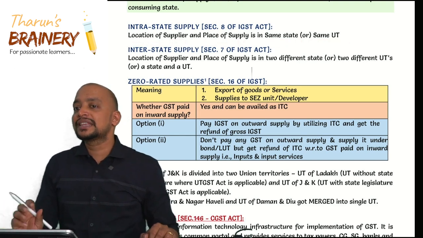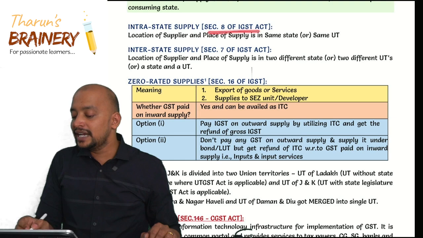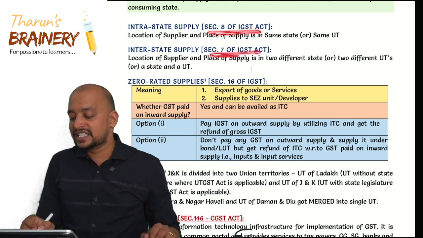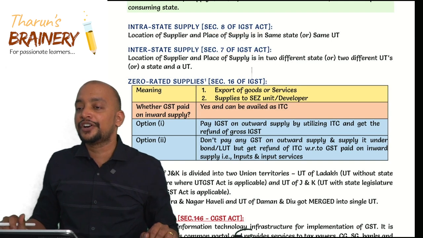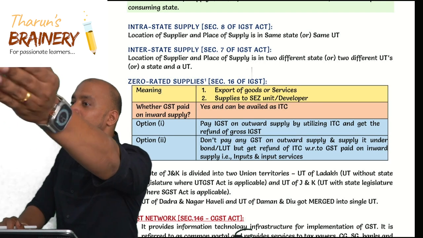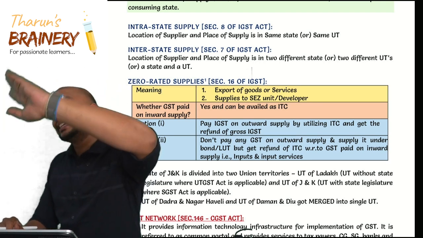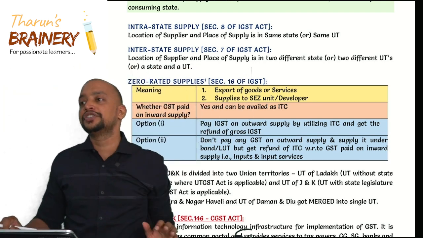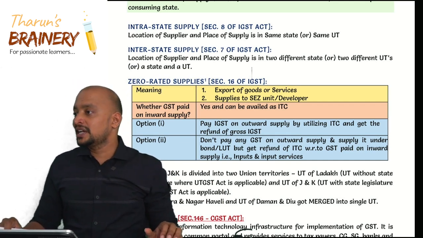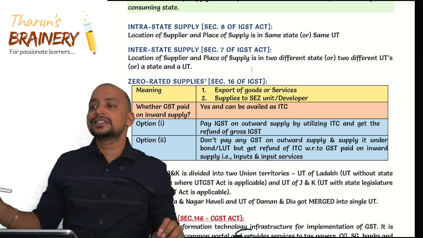You need to remember this section number. Section 8 of the IGST Act deals with the meaning of intrastate supply. Section 7 of the IGST Act deals with the meaning of interstate supply. Don't worry, all section numbers along with what each section deals with are given at the end of this book. Please see the end of this book. I have given the section index, section number, and what it deals with.